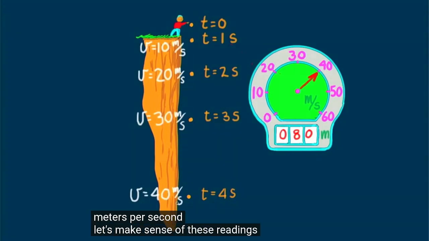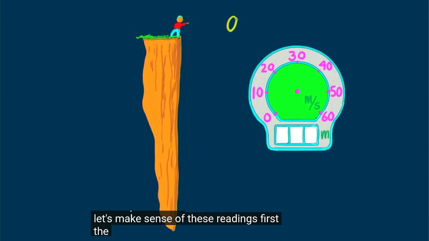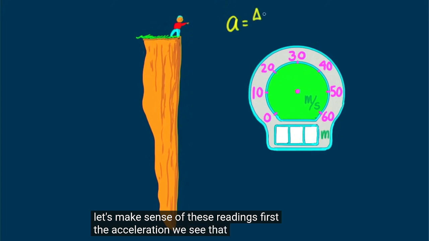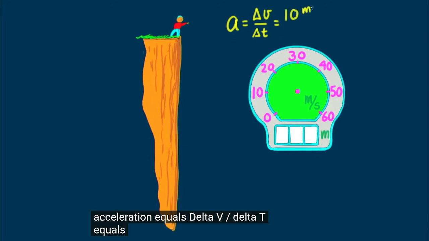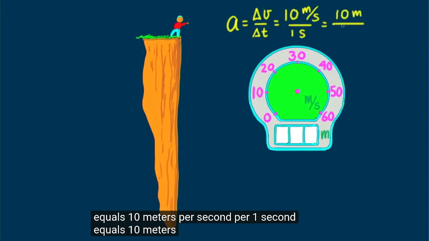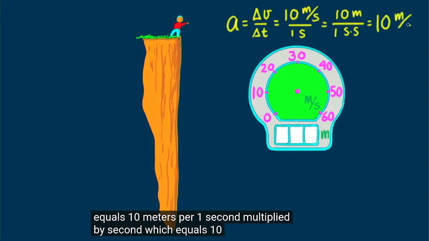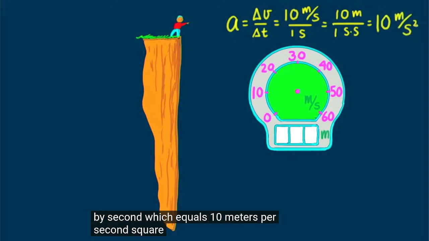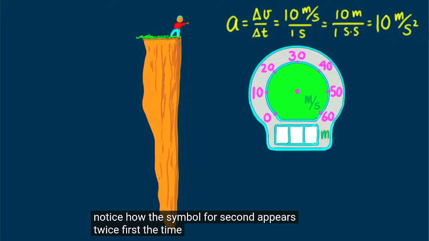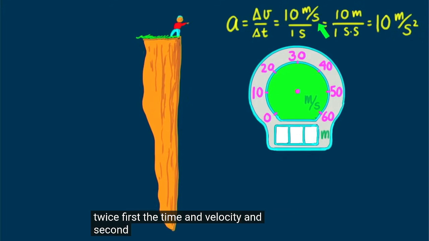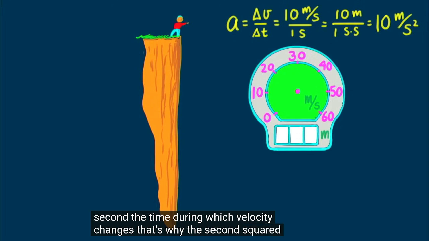Let's make sense of these readings. First, the acceleration. We see that acceleration equals Δv per Δt, equals 10 meters per second per 1 second, equals 10 meters per 1 second multiplied by second, which equals 10 meters per second squared. Notice how the symbol for second appears twice. First, the time in velocity, and second, the time during which velocity changes. That's why the second squared.